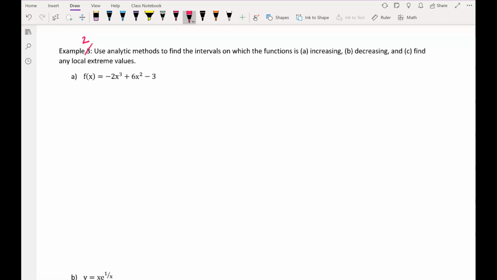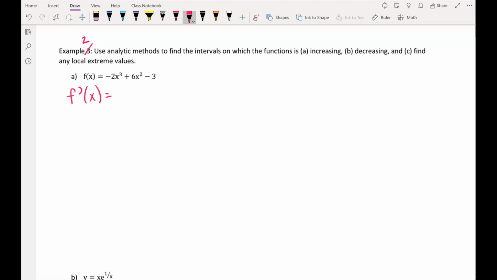So example 2, use analytic methods to find the intervals on which the function is increasing, decreasing, and find any local extreme values. So as you guys remember already, for increase and decrease, we are going to need the first derivative. So let's start with that.